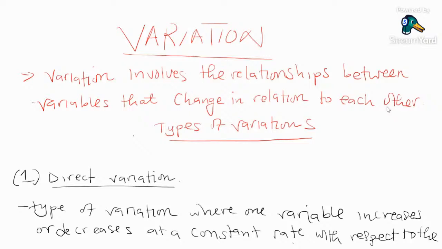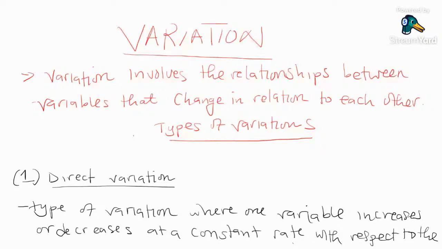So variation. What is variation? Variation is the relationship between variables that change in relation to each other. The relationship between the variables that change in relation to each other is what we call variation. You need to know the definition, though not applied in terms of calculations. But I think it's very important in mathematics to know the definitions.